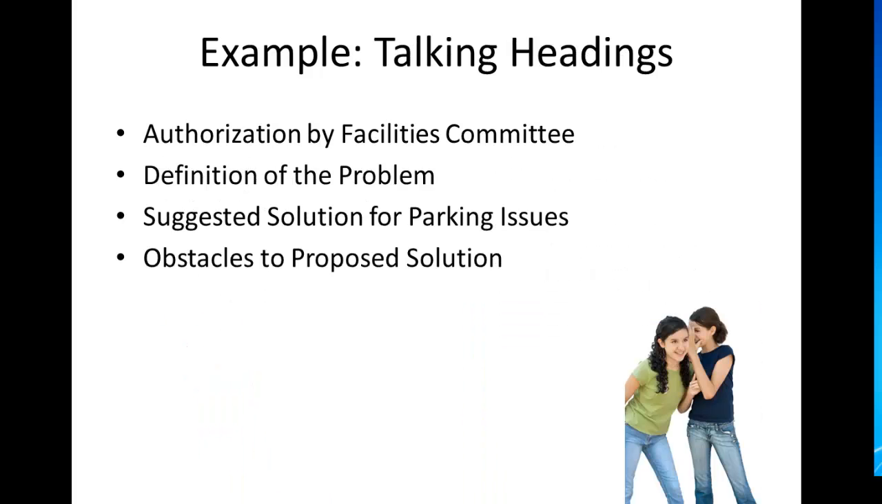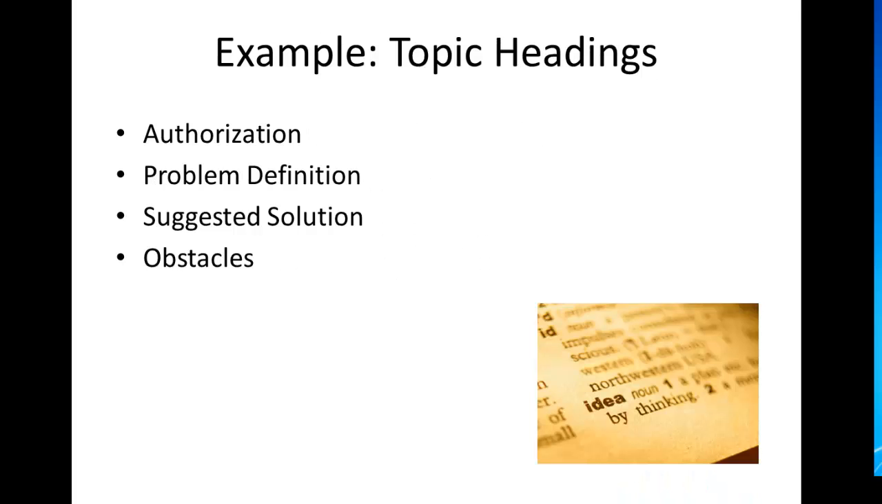For example, talking headings. We have authorization by facilities committee, definition of the problem, suggested solution for parking issues, and obstacles to proposed solution. These are talking headings. They kind of talk to you. They're a little bit longer than topic headings, which look like this. They're 1 or 2 word headings: authorization, problem definition, suggested solution, and obstacles.